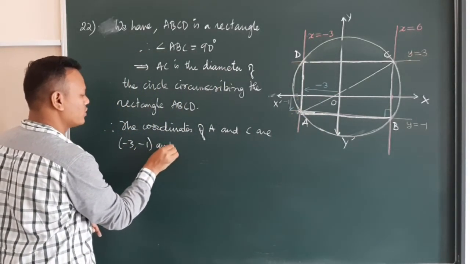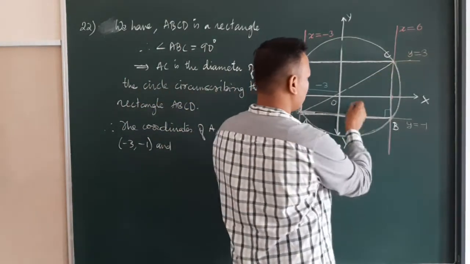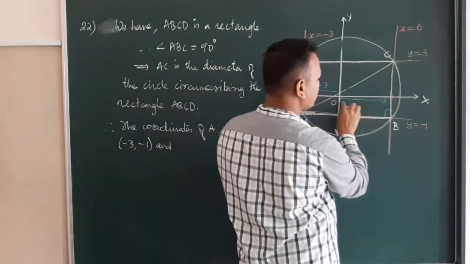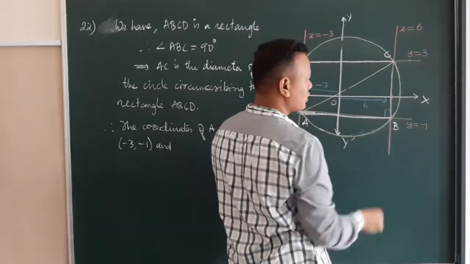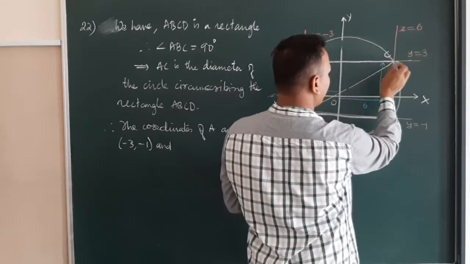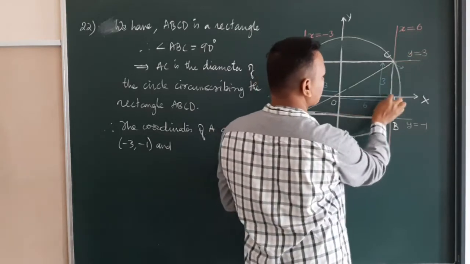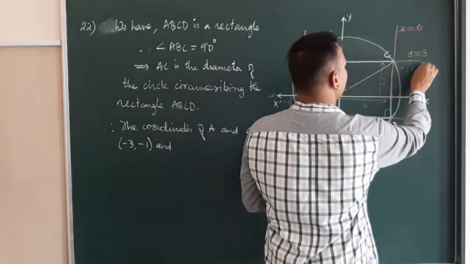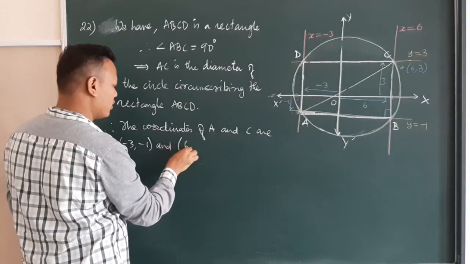And let us see what is the coordinate of C. So C means from here to here. First let's move from here to here. How much is this? From here to here is x equals 6. So this distance is 6. And from here to here, it is how much? 3, right? So that's why the coordinate of C becomes how much? It is 6, comma 3. Alright. So we have the coordinate of C is 6, comma 3.